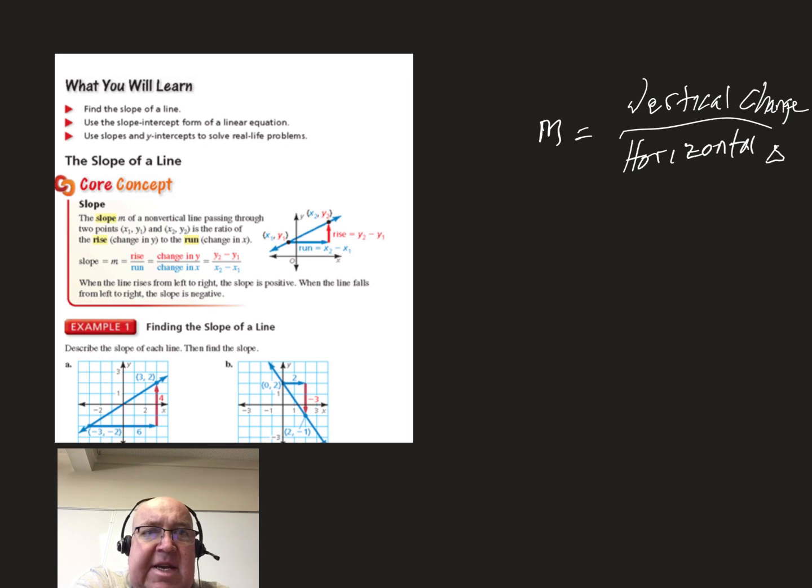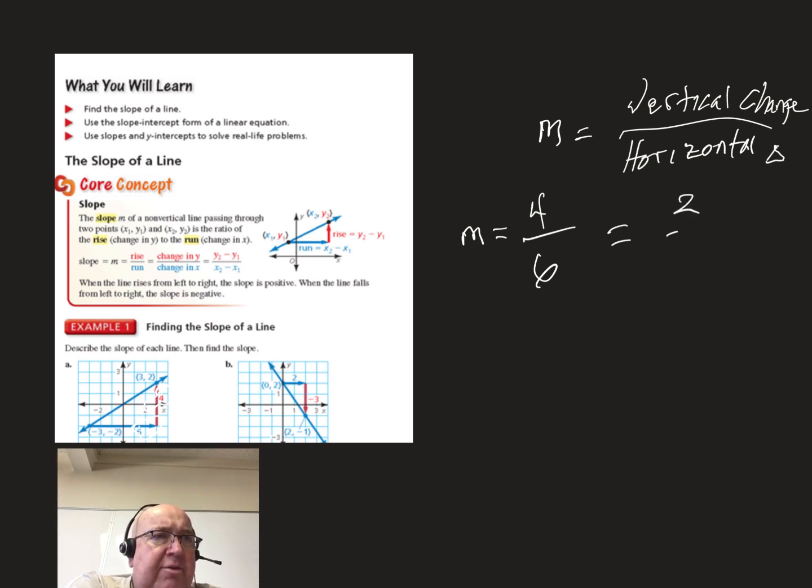the two graphs down here in example 1, and we see that the vertical change is 4, the horizontal change is 6 for A. So the vertical change was 4, shown by the red line. The horizontal change was 6, shown by the blue line. We can divide both of those by 2, so our slope would be 2 over 3.